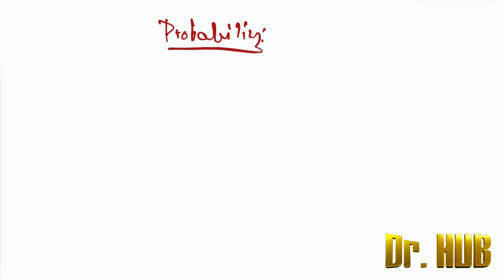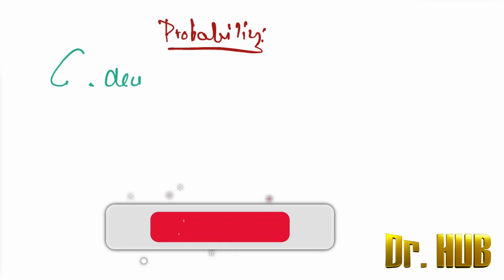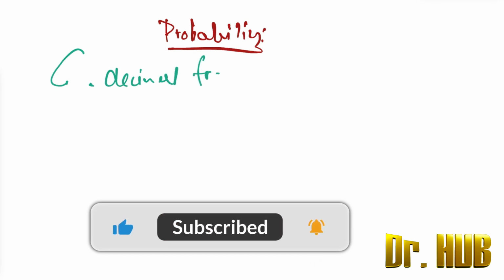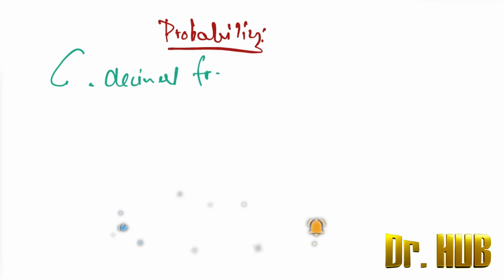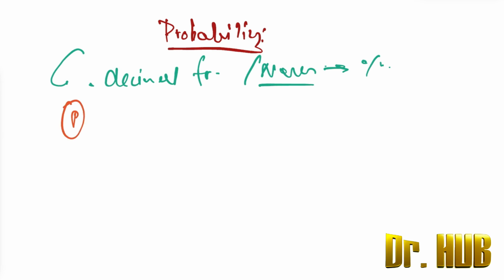Today we'll look at probability. It is expressed as a decimal fraction, and it is never a percentage. It is denoted by the letter P.